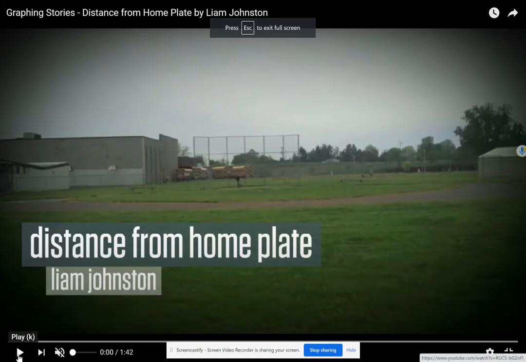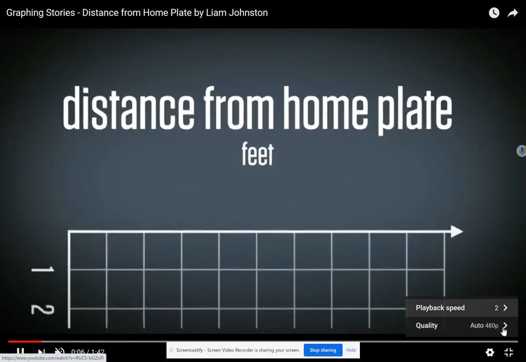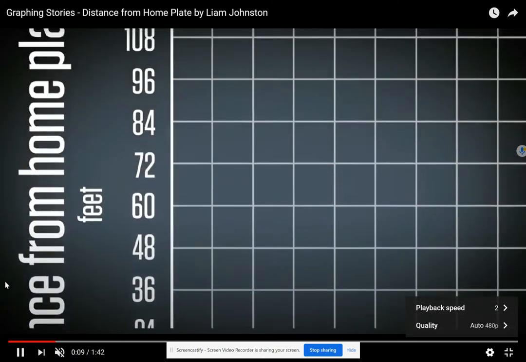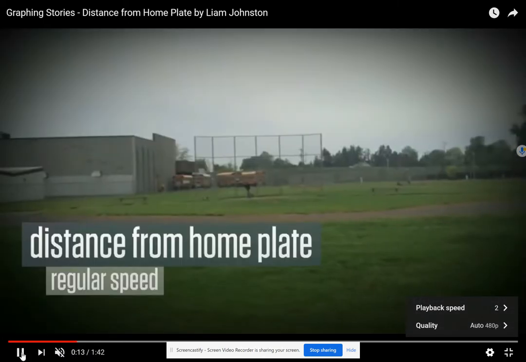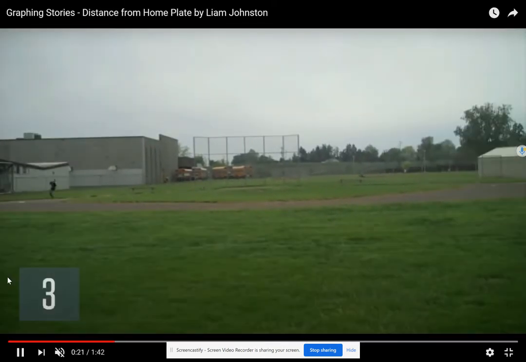All right, here's another one. I like this one. It's a graph of distance from plate changing over time. I'm playing it at 2x. These are a set of graphing stories. This took a whole day to do these, but we don't have that much time.